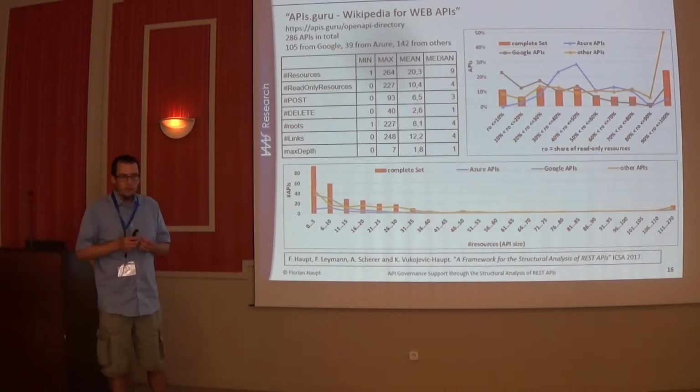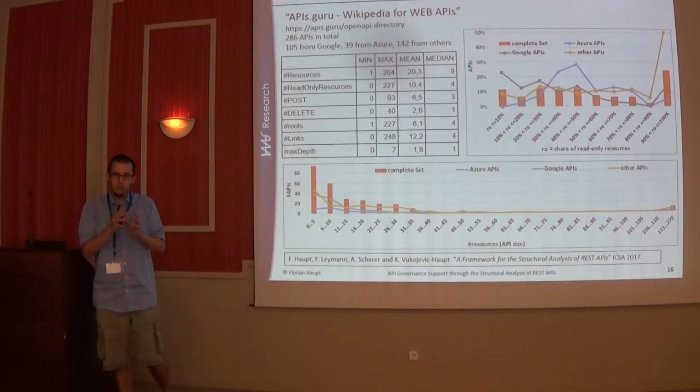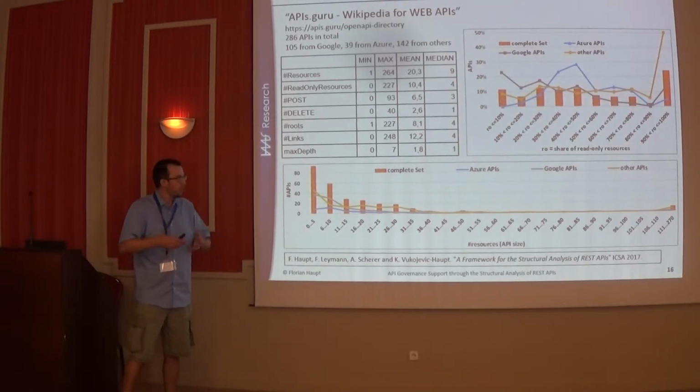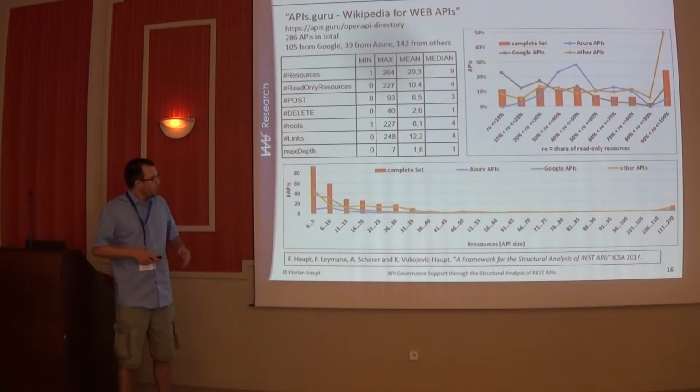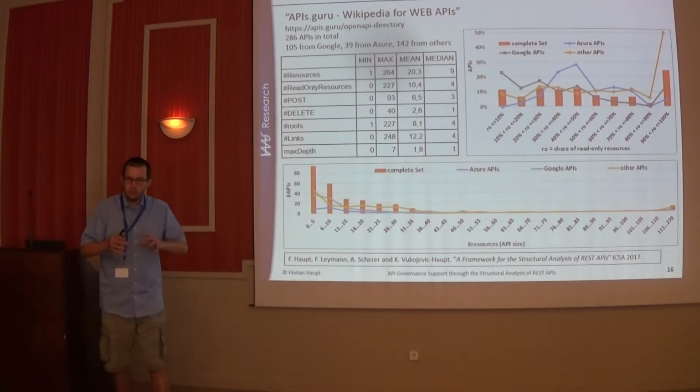So these are read-only APIs or nearly read-only APIs. They offer a lot of resources where you can retrieve data, but only few resources where you can create, manipulate or delete data. Again, the orange bar represents the whole set of 286 APIs. What you see here, for example, is more or less 10%. And then there is the peak, where 25% of all the APIs in the set are read-only or nearly read-only APIs. Okay, so this is the whole set.